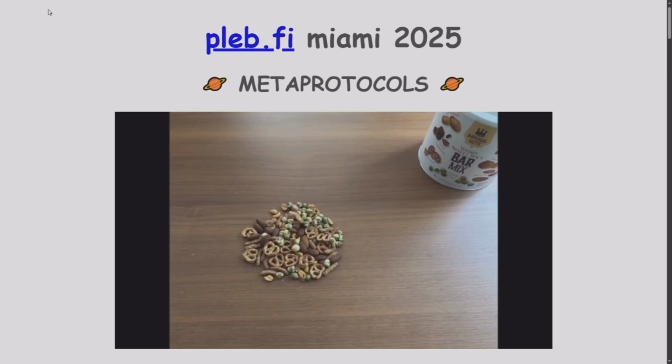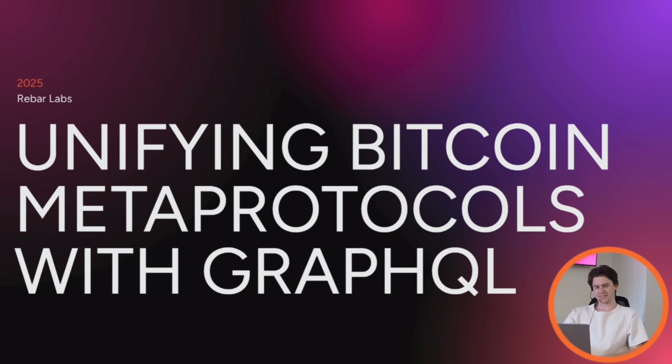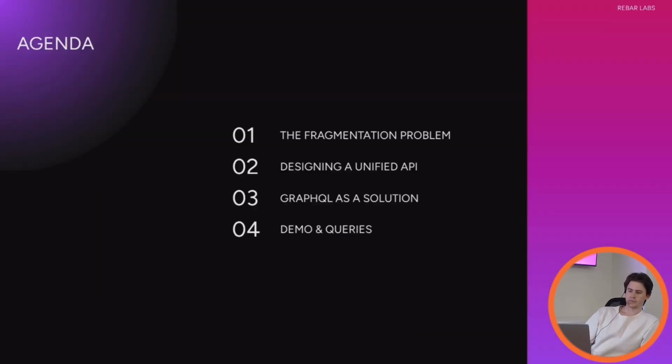I think it's mostly developer focused on the data side, but hopefully it's interesting. So the topic of this talk is unifying Bitcoin metaprotocols with GraphQL. Just an overview of what I'll be talking about. First, the general problem we're facing.